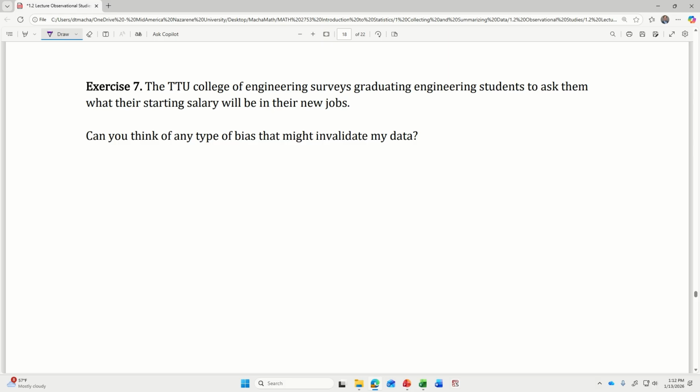When I was at Texas Tech, I was at the College of Engineering, and they would issue surveys to graduating engineering students to ask them what their starting salary will be in their new jobs. It was supposed to be an anonymous survey. Everyone fills it out so they can publish stuff in their pamphlets when they're recruiting people. They say, we had a 97% placement rate of graduating seniors into new engineering jobs, and they made on average this amount of money. So people want to go to Texas Tech.